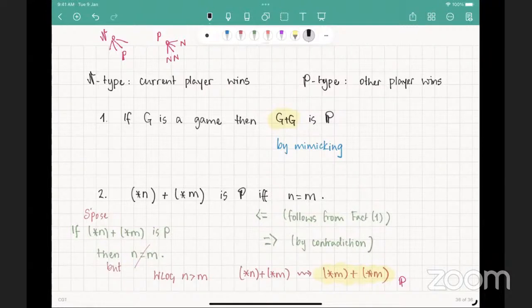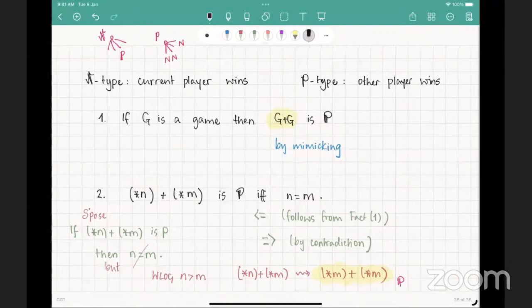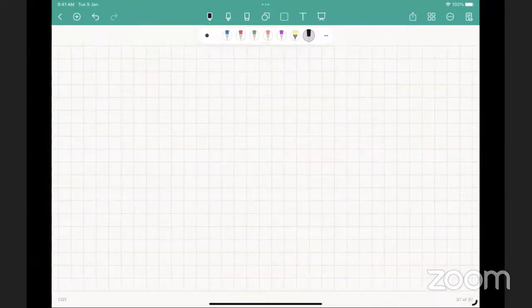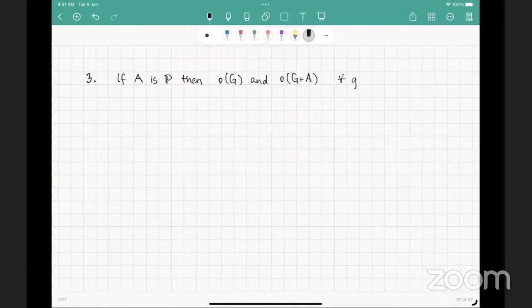And so this is still in recap territory, but these are bits and pieces that will be useful. So that's the second thing that I wanted to point out. And the third thing that we claimed yesterday without proof, but let me just try to argue it a little bit now, is that if we have a game A, which is P, then the outcome class of G and G plus A are the same for any game G.